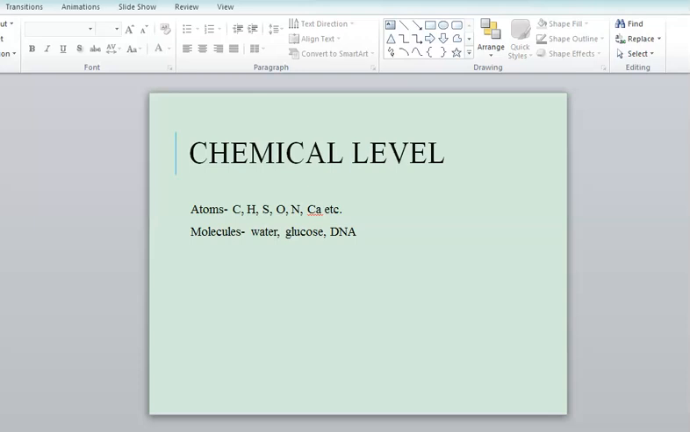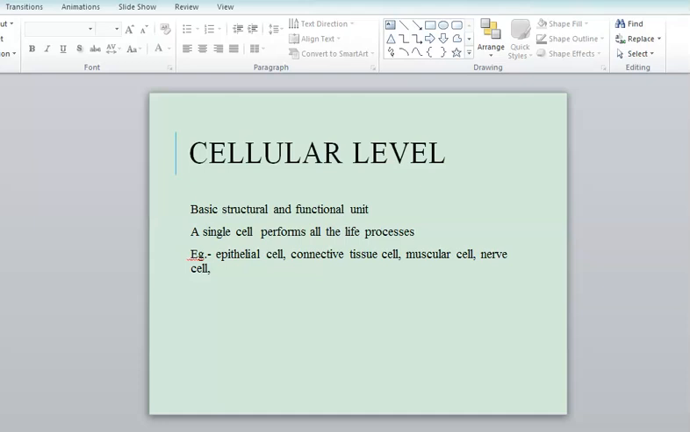When these two or three atoms combine together, they form the molecules which are the very basic components in our human body. They are water, glucose, proteins, fats, DNA. DNA is deoxyribonucleic acid. It is a genetic material that is transferred from one generation to another. So when these molecules combine together, they form cells and give rise to the next level, that is the cellular level.